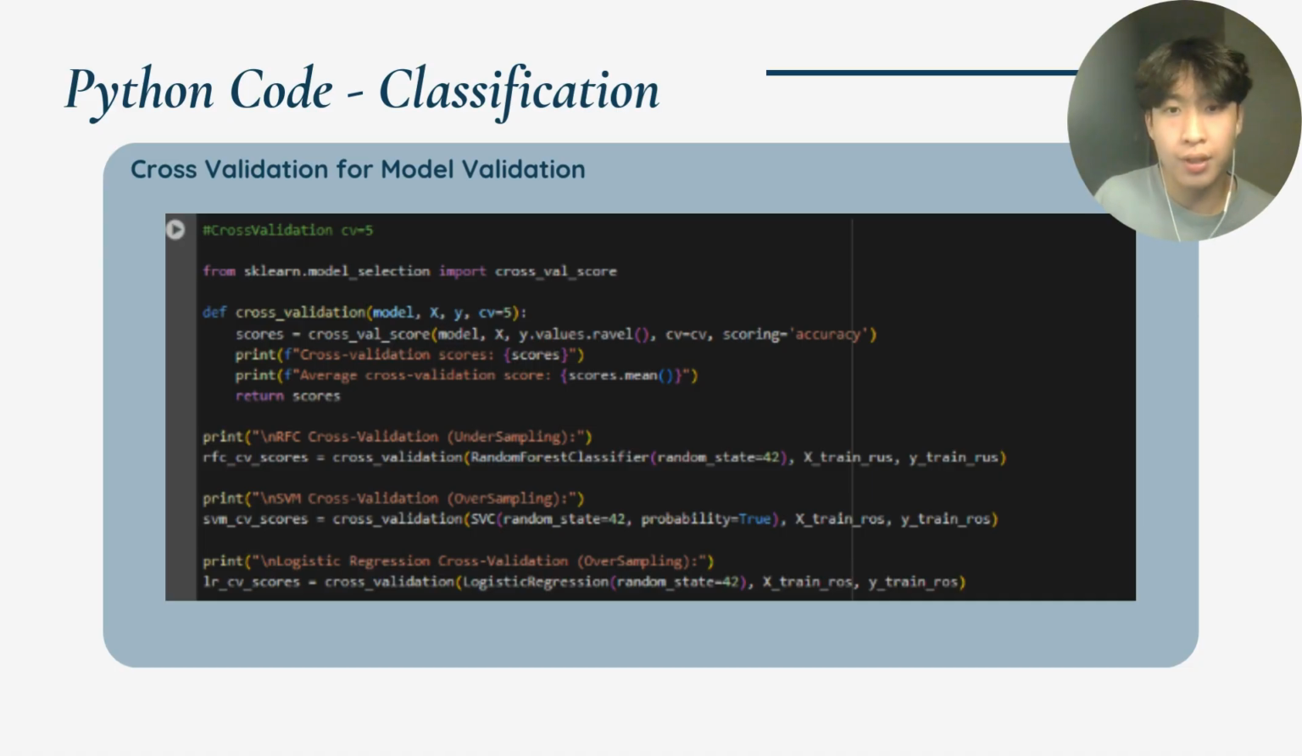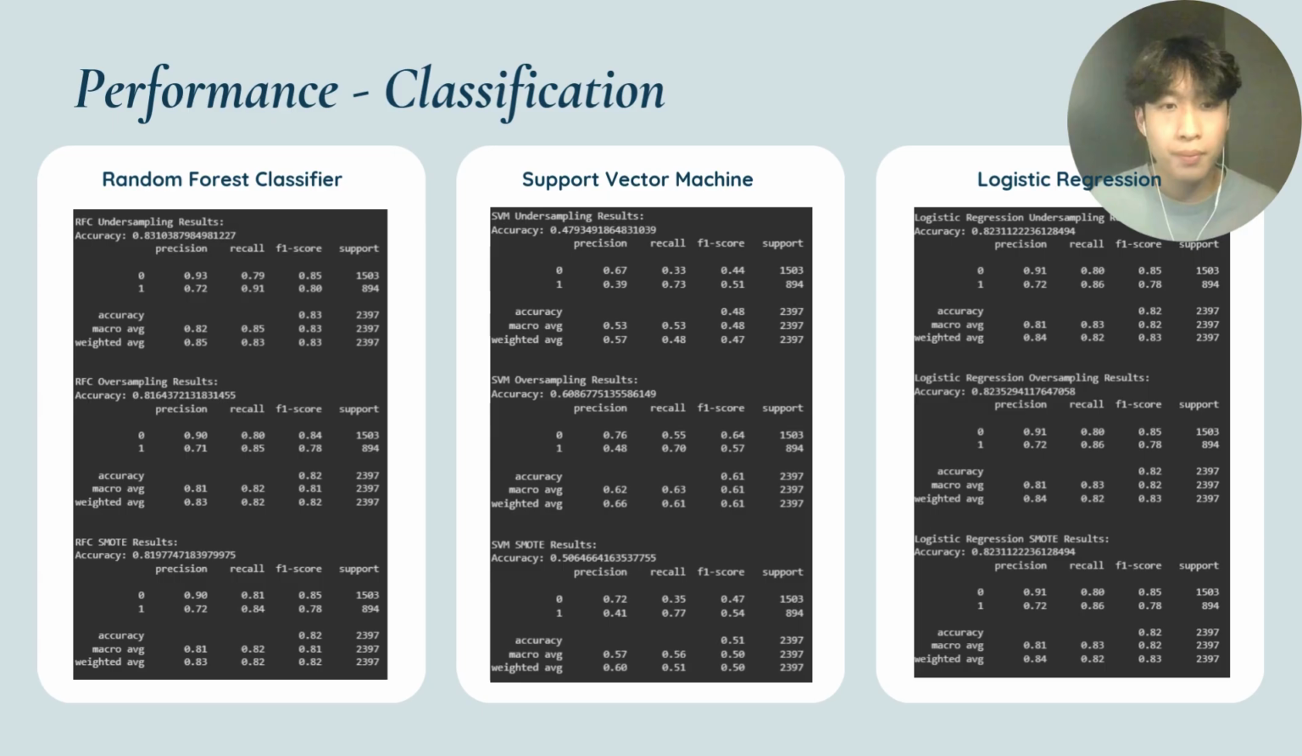Next, for model validation, I used fivefold cross validation for the models, and I chose the best performing resampling technique for all different models, which would be undersampling for our random forest classifier, oversampling for the support vector machine, and oversampling also for the logistic regression. This will be the result for the performance of all the classification models.